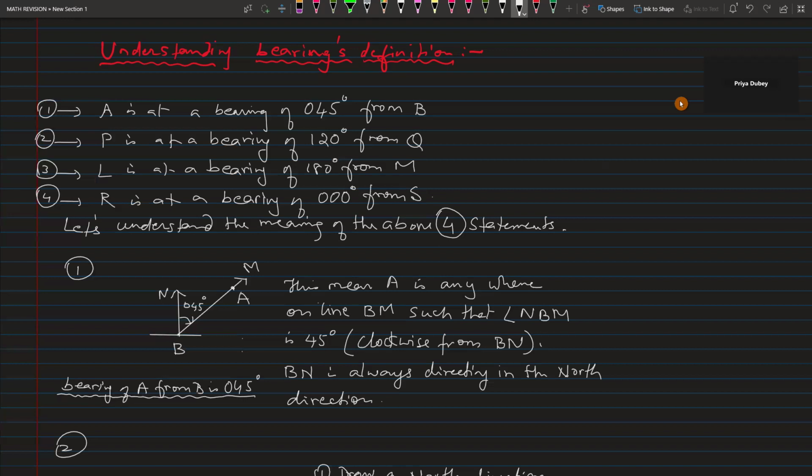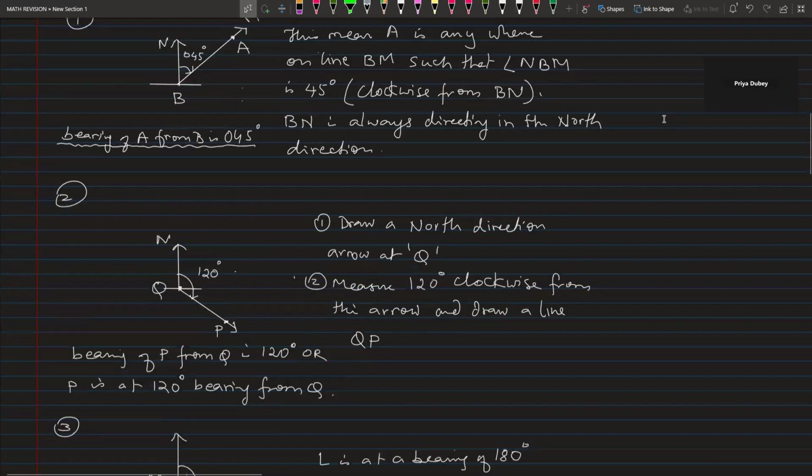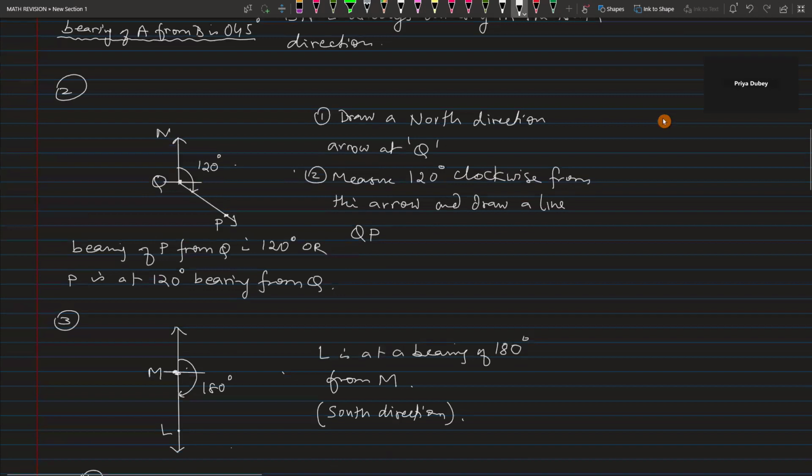Now second example, let us try to understand second example. P is at a bearing of 120 from Q. So here we go. Second diagram I have drawn, but I'll tell you how I have drawn the diagram. Okay. The statement is P is at a bearing of 120 from Q. So after from which letter is coming? See, the question is P is at a bearing of 120 degree from Q. Okay. So from के बाद Q आता है, right?